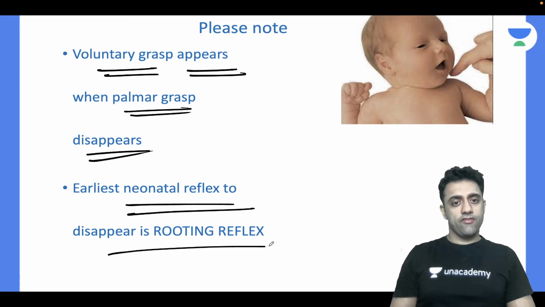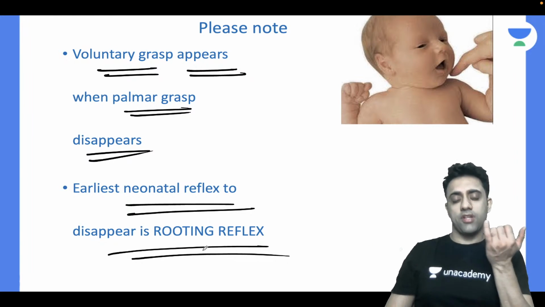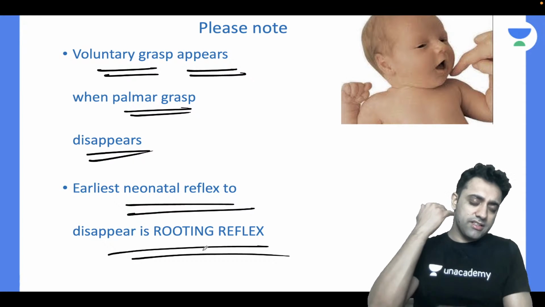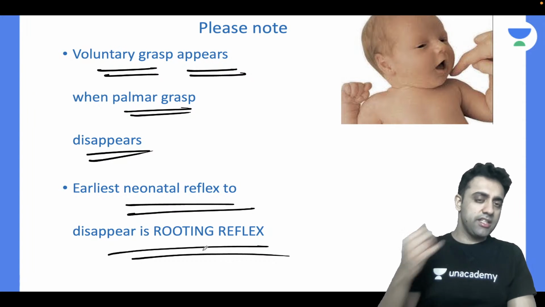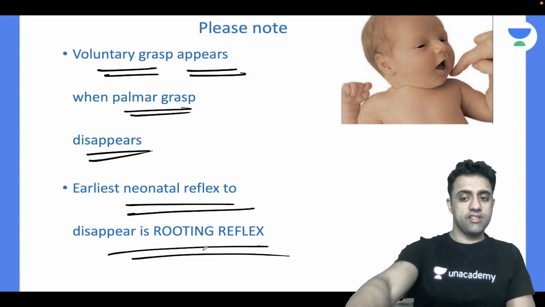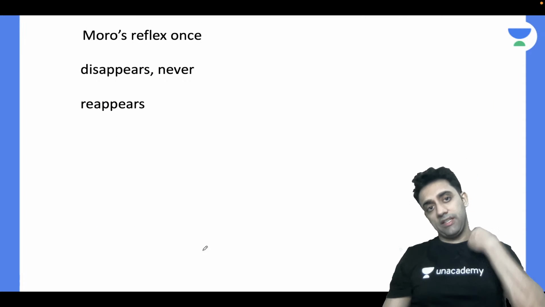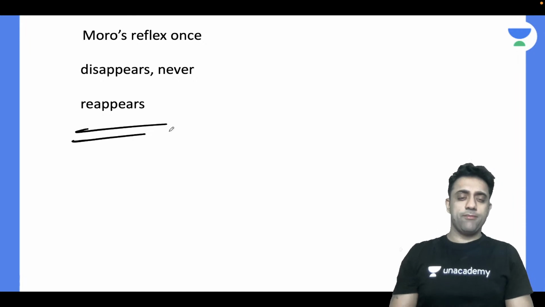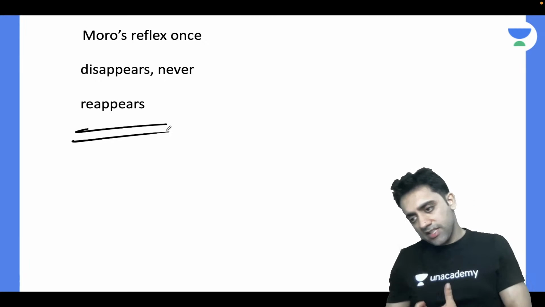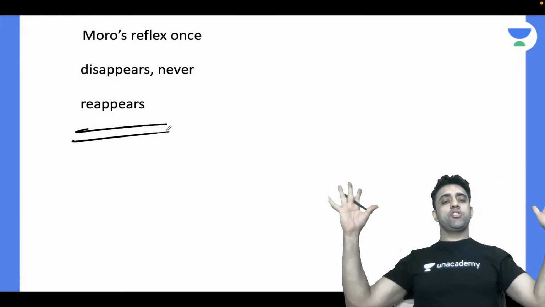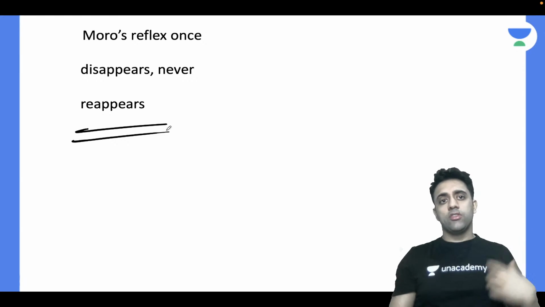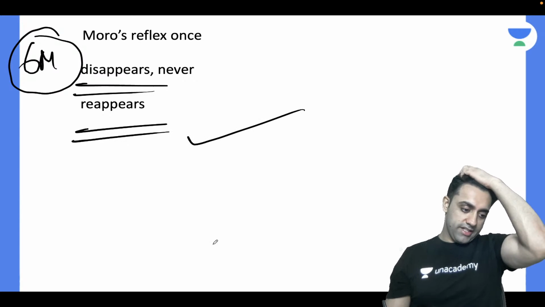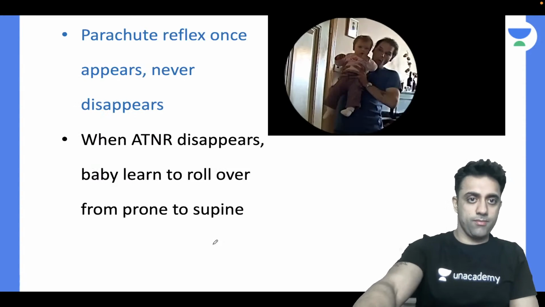The earliest neonatal reflex which disappears, in general, is the rooting reflex, where I touch the angle of the mouth. And remember one thing, this is a good one: once the Moro reflex disappears, it never reappears. In Moro, the baby's head is suspended at 45 degrees, and the baby abducts and extends the hands, then adducts, and cries. It disappears by 6 months and never reappears.